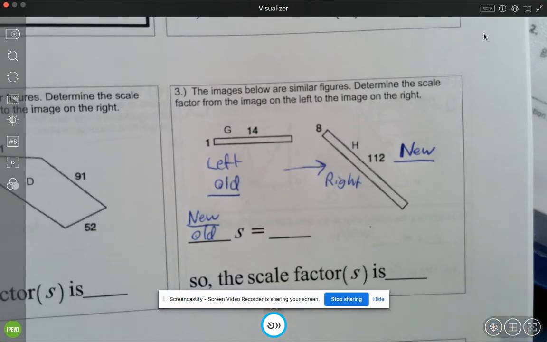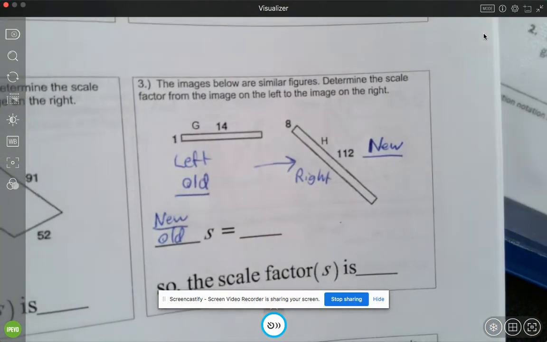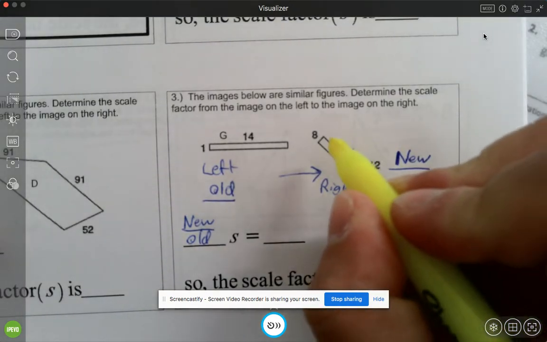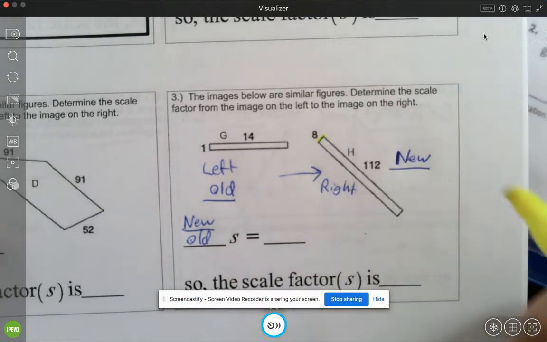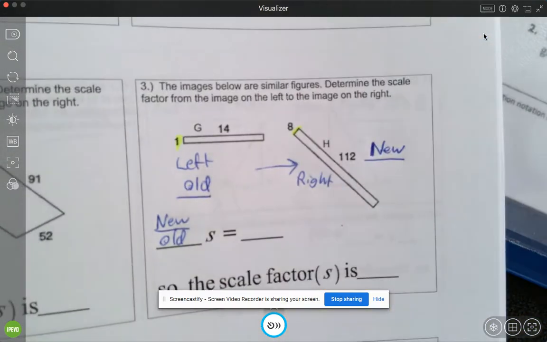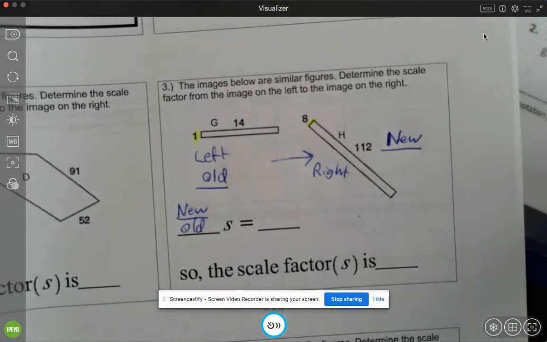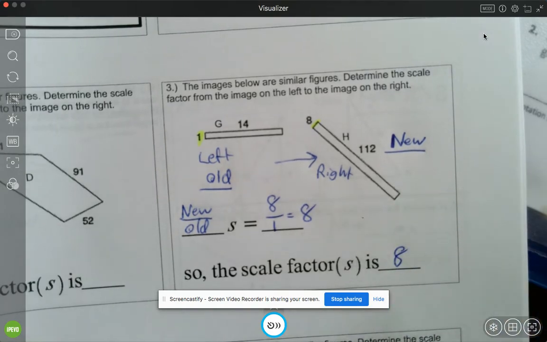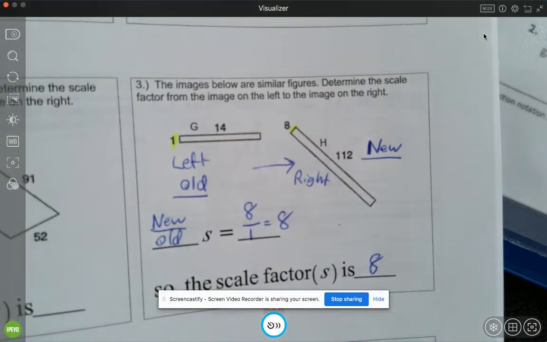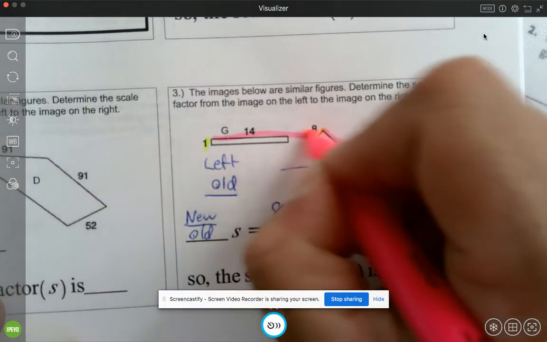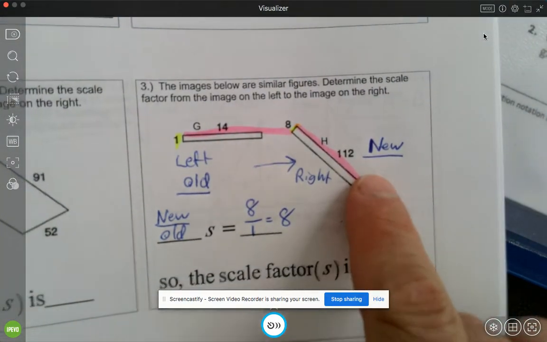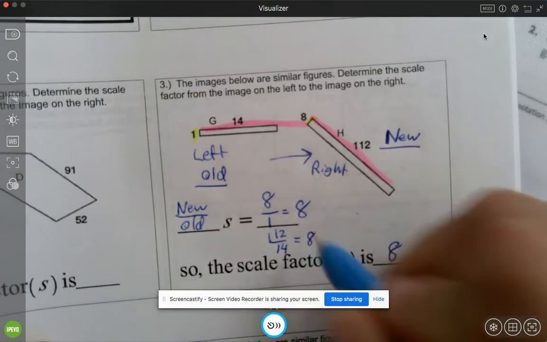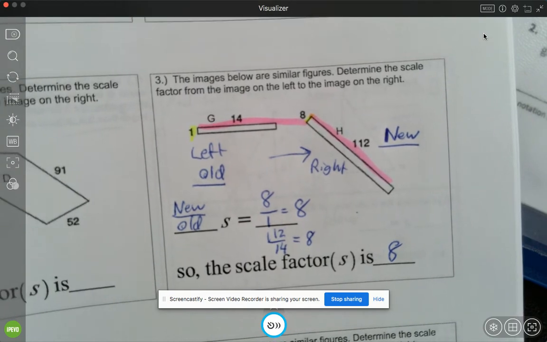To do that, you just look for any two corresponding sides like we saw earlier. I would just use these smaller lengths here. I would say this 8 corresponds to this 1. So that makes your division pretty easy. You literally do 8 divided by 1 is 8. So your scale factor is 8. You could test it with the other two as well. Say you did 112 divided by 14. That would be this new divided by that old. 112 divided by 14 is also 8. So there's your scale factor for number 3.